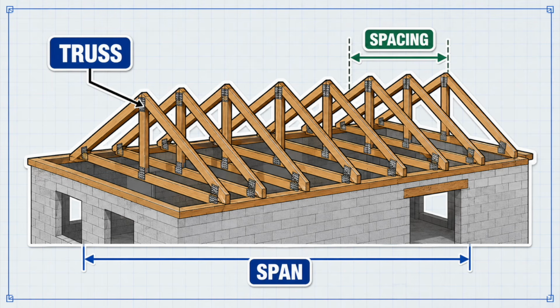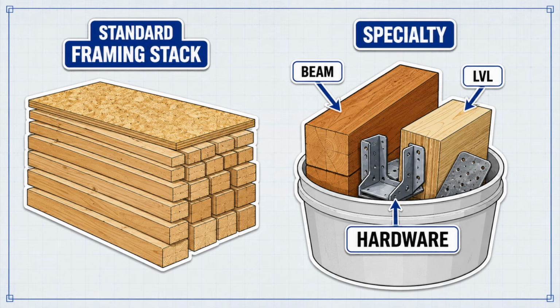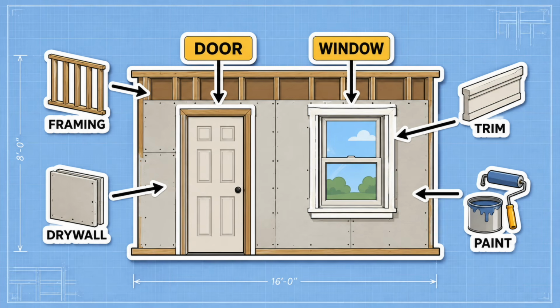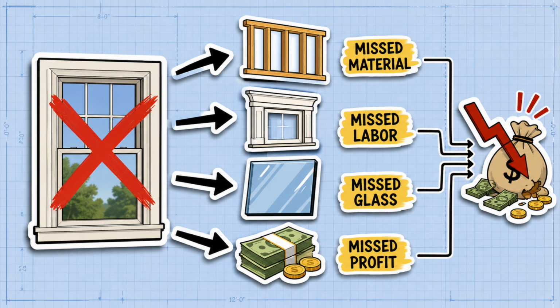Roof framing and trusses are usually counted by layout, span, and spacing. Then subtract or separate special pieces like beams, LVLs, hangers, and hardware. Openings are another big category, because every door and window affects framing, finishes, and labor. That means a missed window count can snowball into missed material and missed profit.